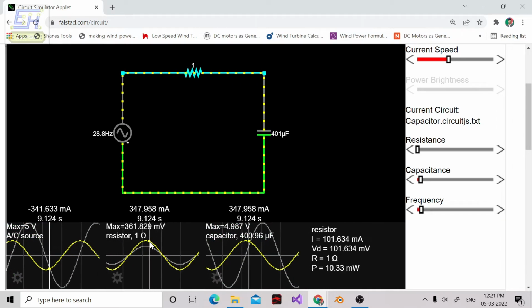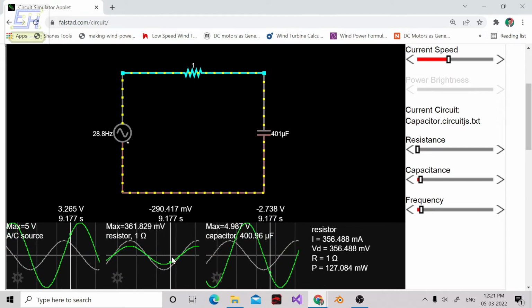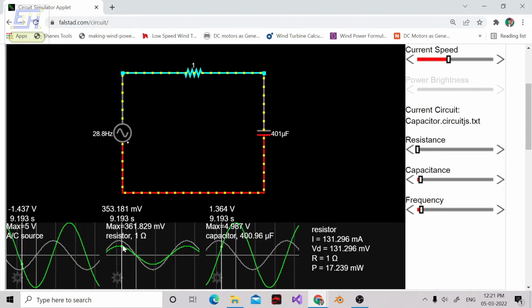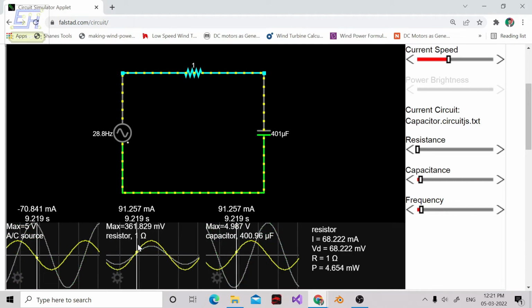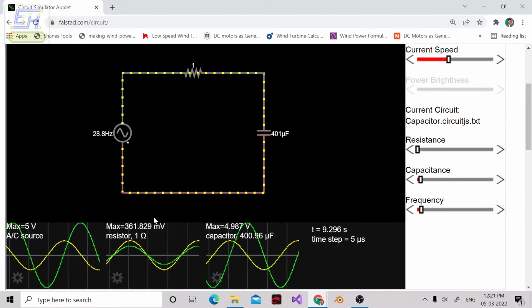You'll notice that the voltage and current waveforms in the resistor are in phase. This is because the maxima and minima of both waveforms are at the same instant in time, and this is an inherent property of a resistor: the current and voltage across it remain in phase.